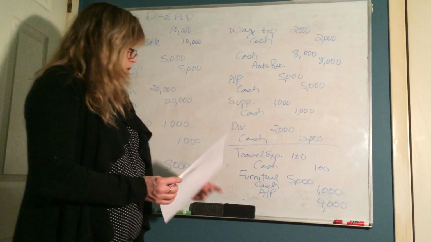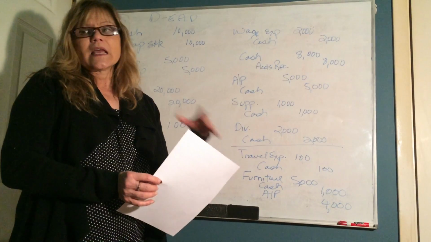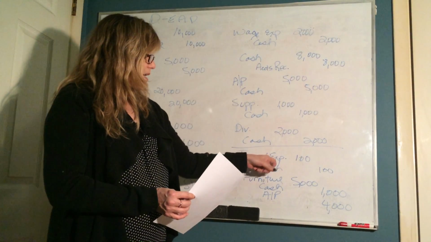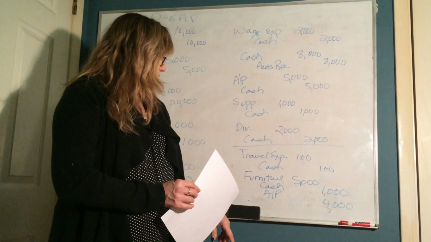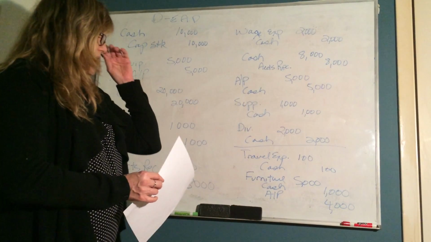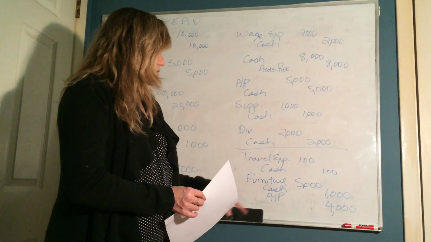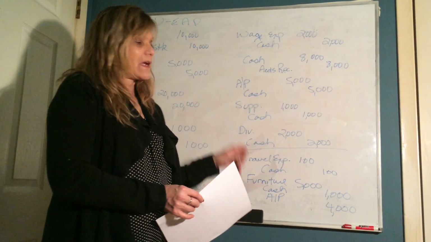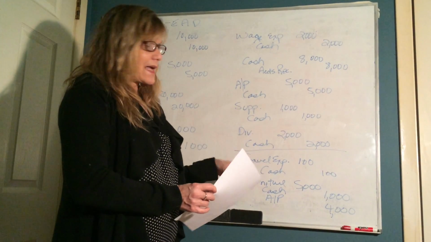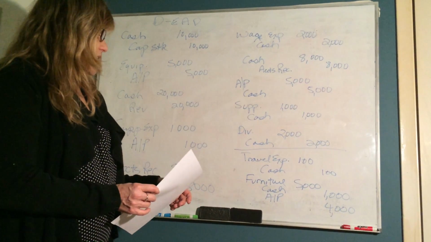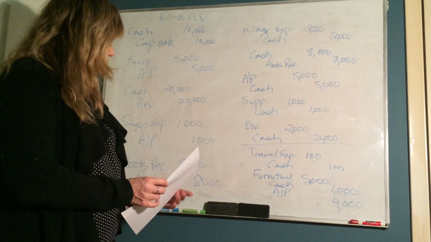These items are for question number 2, and there were just some items where they mentioned travel expense. Since we didn't have that in our first example, I just wanted to let you know that travel expense is also an expense account. It would increase with a debit. There's also a journal entry for furniture. The furniture they purchased for $5,000, part for cash, part for accounts payable. So we would debit the furniture, which is like equipment, an asset account. We would debit furniture for that $5,000, and then the credit would be divided between cash and accounts payable.